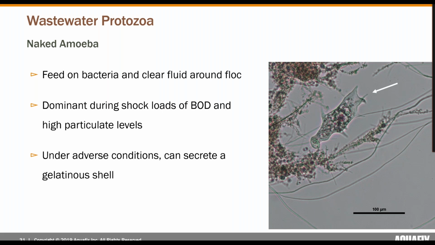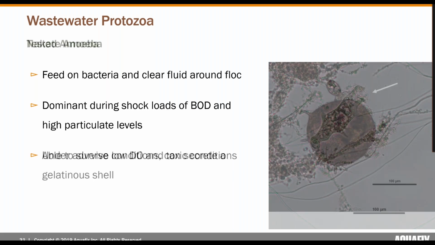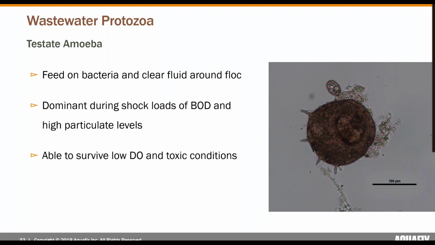And interestingly enough, amoeba, when presented with adverse environmental conditions, are actually able to secrete a gelatinous shell for protection. And so after the secretion of this gelatinous shell, amoebas are now going to be termed and referred to as a testate amoeba. So you can see in this image, it's a naked amoeba that has been able to secrete a gelatinous shell around it and now can be referred to as a testate amoeba.